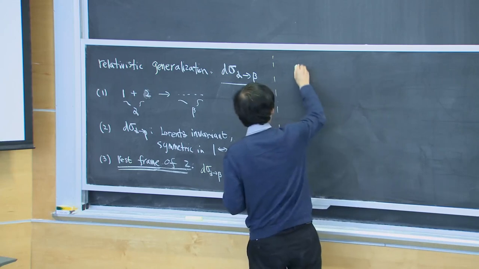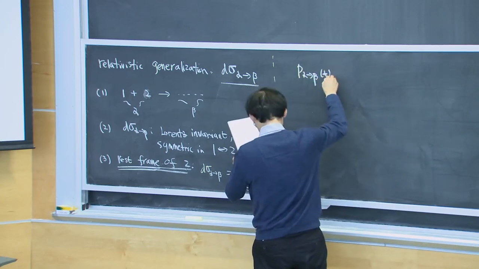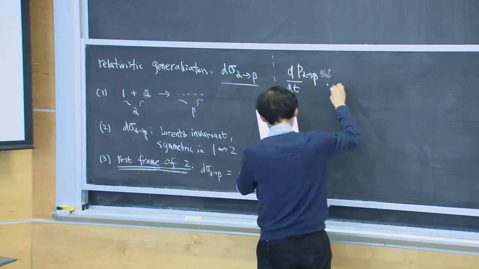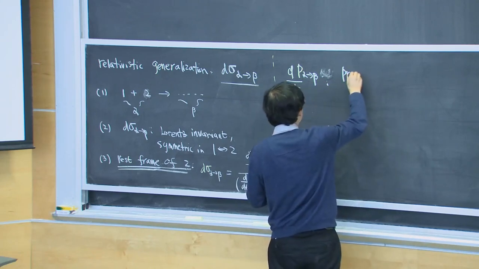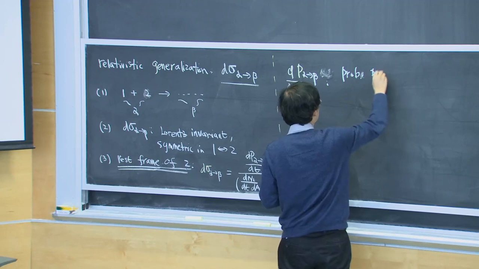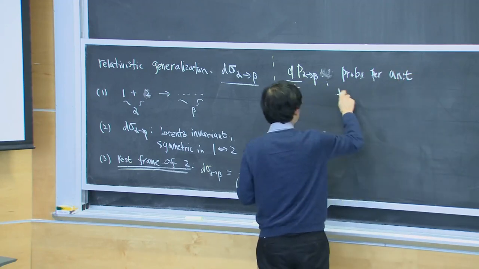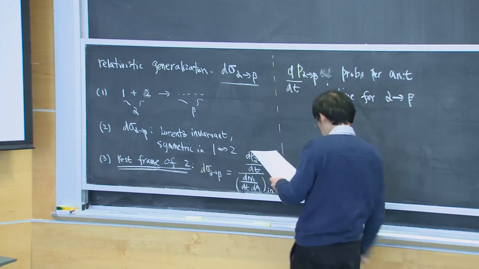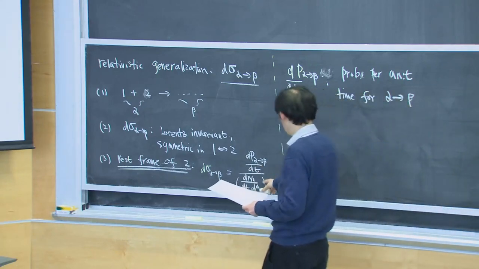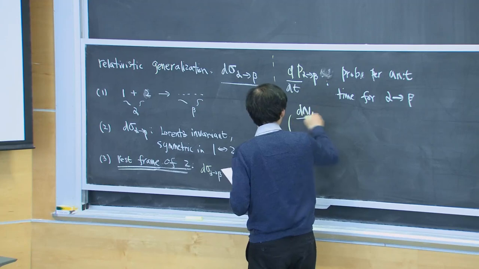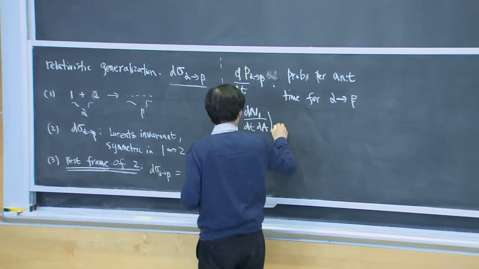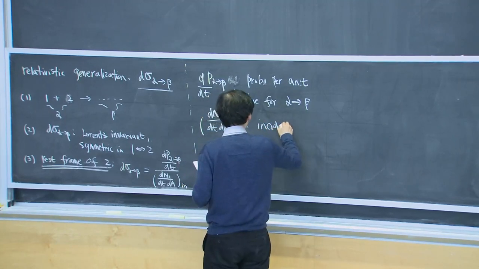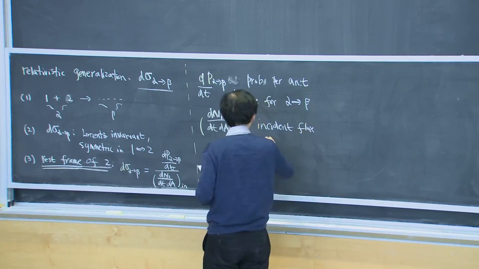So this dP alpha beta over dt is the probability per unit time for this process from alpha to beta, okay? And then the dn1 over dt dA would be the incident flux of particle 1, okay?